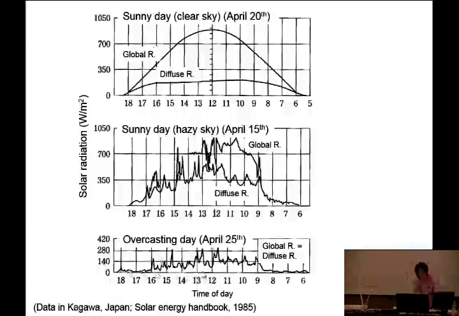Note that the whole radiation level is reduced. It's an overcast day, and then the available light is all diffuse. Diffuse light, no direct light in this kind of condition.